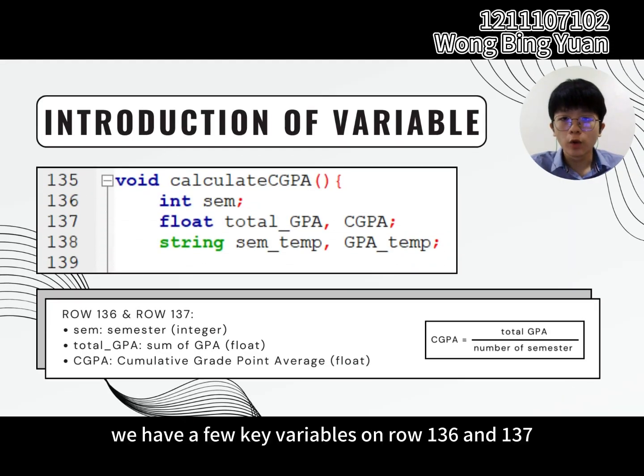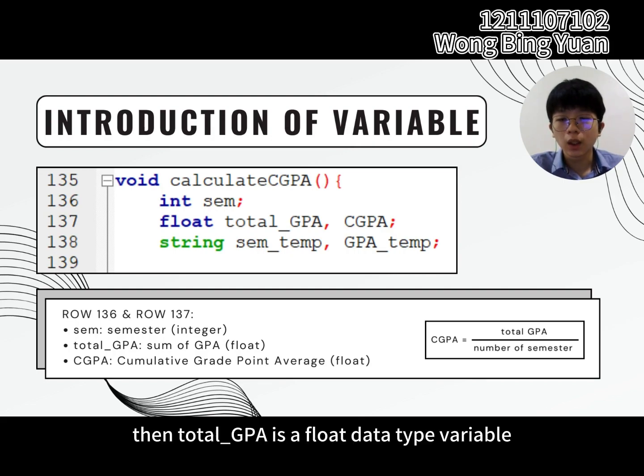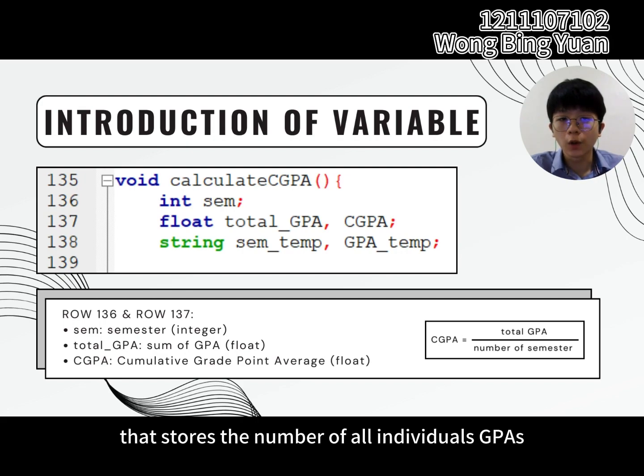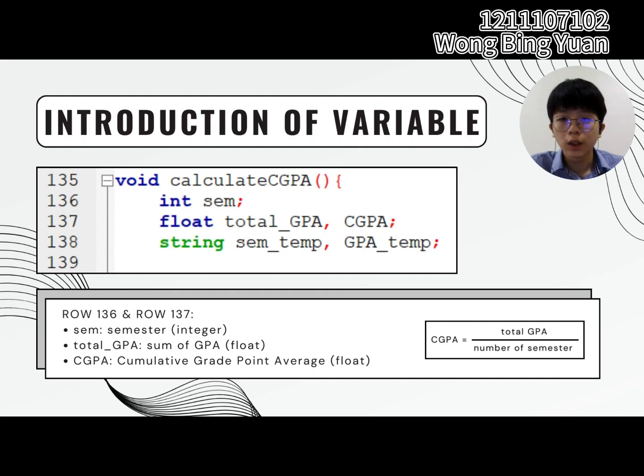In the code, we have a few key variables on rows 136 and 137. First, sem is an integer data type variable that represents the number of semesters. Then, total GPA is a float data type variable that stores the sum of all individual GPAs. Next, CGPA is also a float data type variable, which is the final calculated cumulative grade point average. It's calculated by dividing the total GPA by the number of semesters.